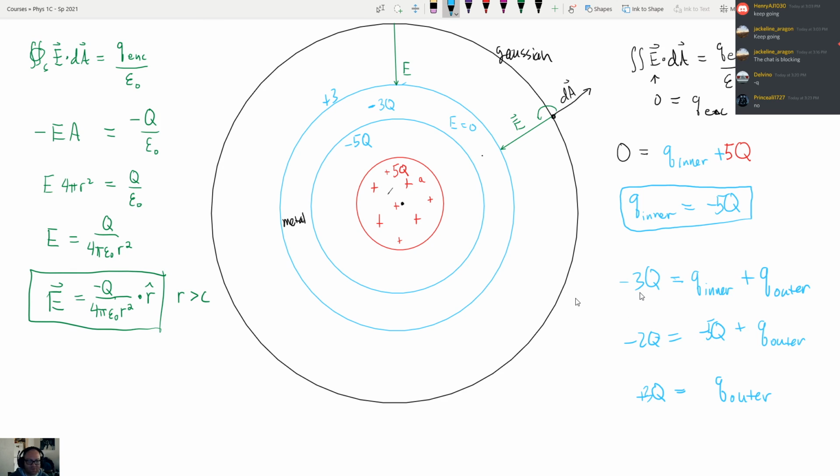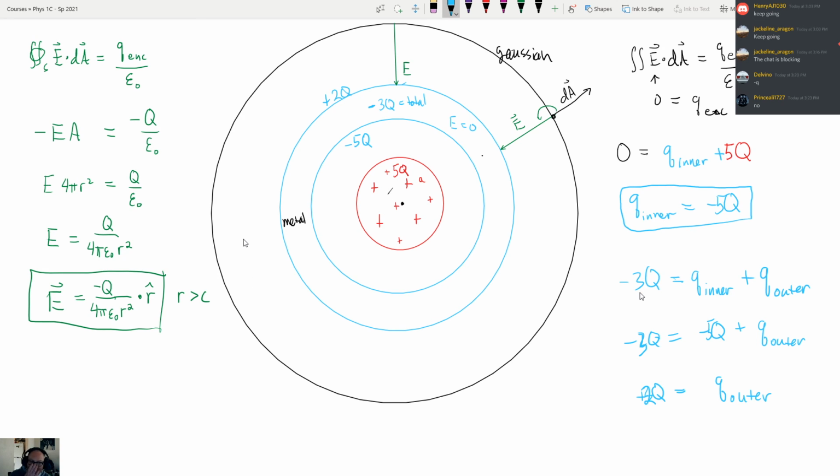No, it has to be positive 2Q. Oh, I'm stupid. This is still 3. Negative 3, negative 3. This becomes positive 2. Yeah. Okay. Positive 2Q right here, and negative 3Q is the total. Okay, so that's what I was getting tripped up on.